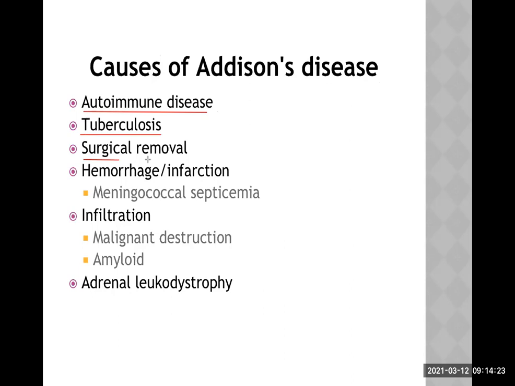Third one is surgical removal. If we remove the adrenal gland, then definitely there will be lack of those hormones, causing primary hypoadrenalism. Next, hemorrhage or infarction from meningococcal septicemia. Now, what is the medical term for this? Waterhouse.